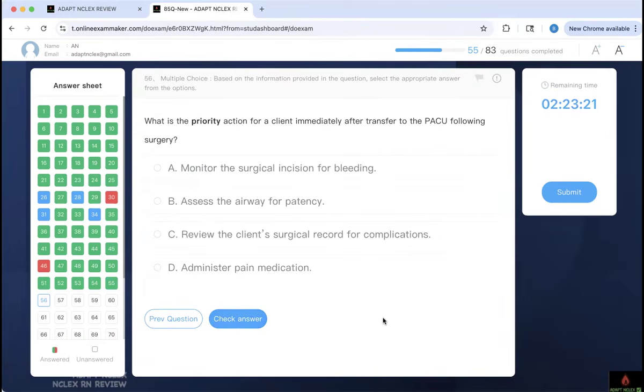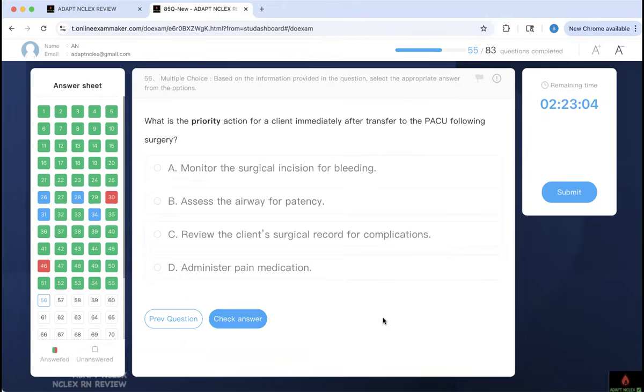What is the priority action for a client immediately after transfer to the PACU following surgery? We've moved, you can see it's no more GI. This is fundamentals with perioperative care. Transfer to the PACU, what should you prioritize?